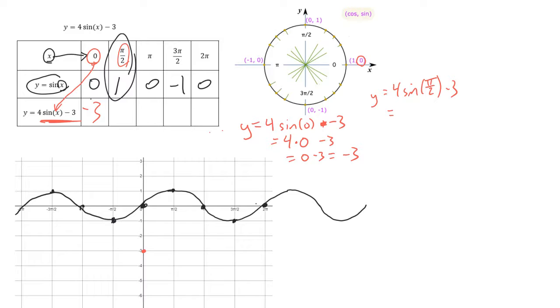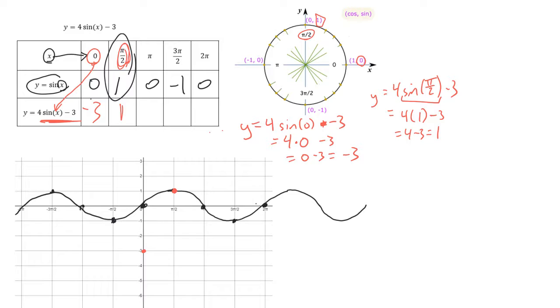What's the sine of pi over 2? We're just following order of operations. Do the inside first. Sine of pi over 2 is here on my unit circle. Sine is the y. So I would get 1 for sine of pi over 2. What's 4 times 1? It is 4. What's 4 minus 3? It is 1. And that is why my maximum is up here at 1. Because whenever I have pi over 2 for sine, that's always going to give me my maximum.